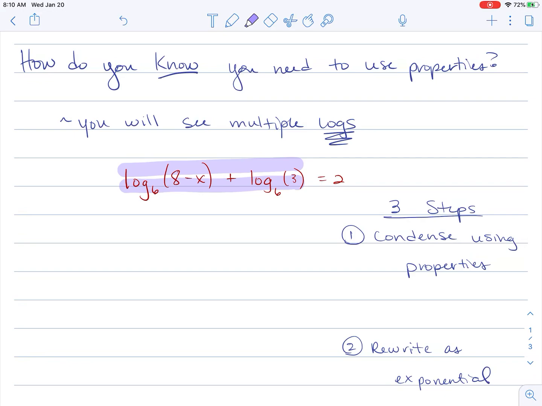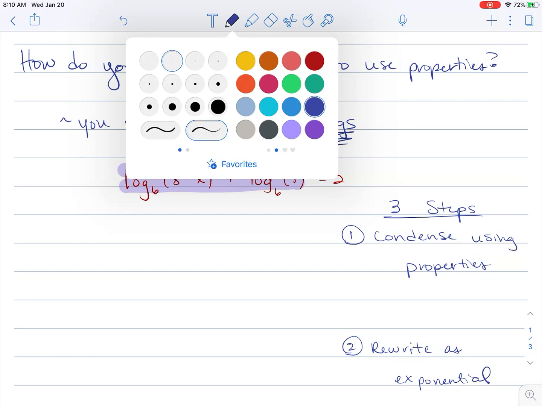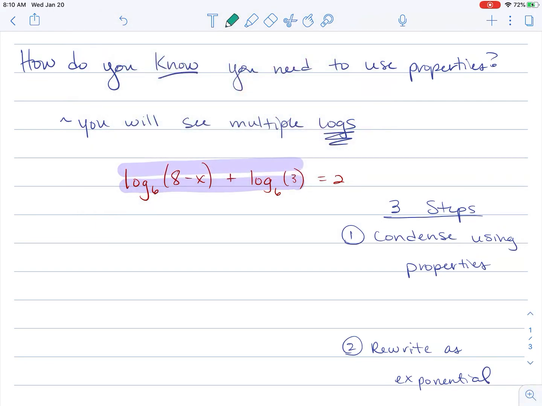So the first step in this is to actually condense the log. Okay, so we need to take these two logs and write them as one log. So the only thing I see here is this plus sign, which tells me I'm going to multiply these two, right? So I'm going to write the log base 6 of (8 minus x) times 3, and then equals 2. So I took this addition sign, used the property of seeing addition, and then multiplying the two parentheses together.